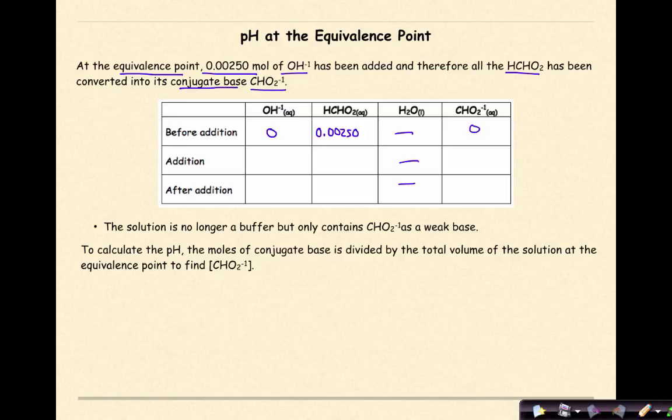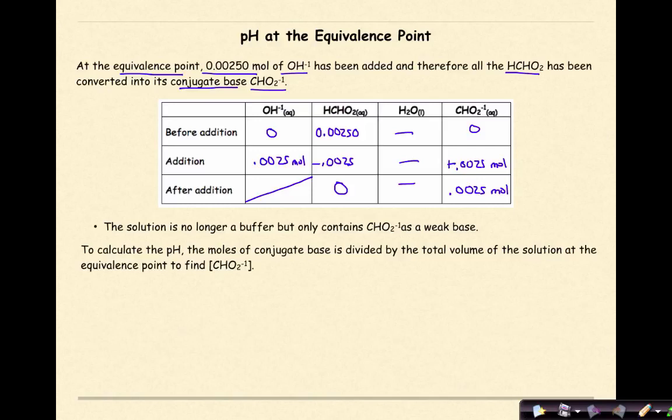At the equivalence point, we are adding 0.0025 moles of our base. As a result, that weak acid will neutralize it, so 0.0025, and we're going to subtract those from each other, and we get a big fat 0. Our strong base was neutralized, but at the same time, of course, we have now created 0.0025 moles of our conjugate base. So after the addition, we have 0.0025 moles of our conjugate base remaining.